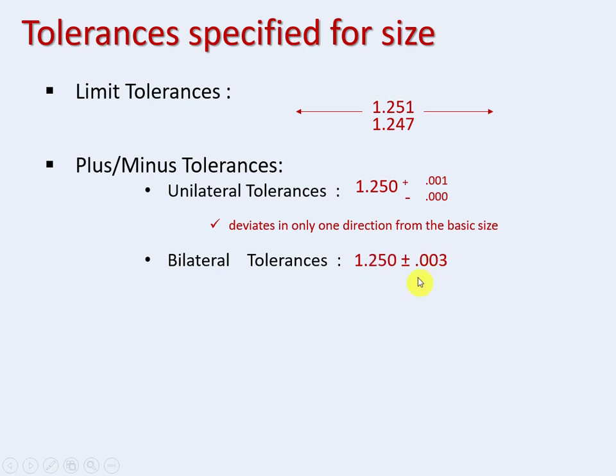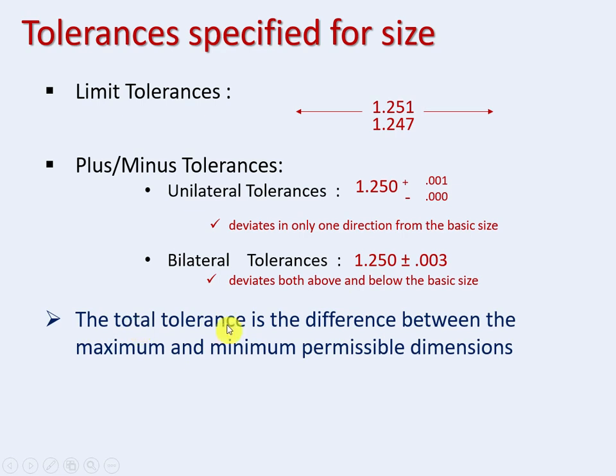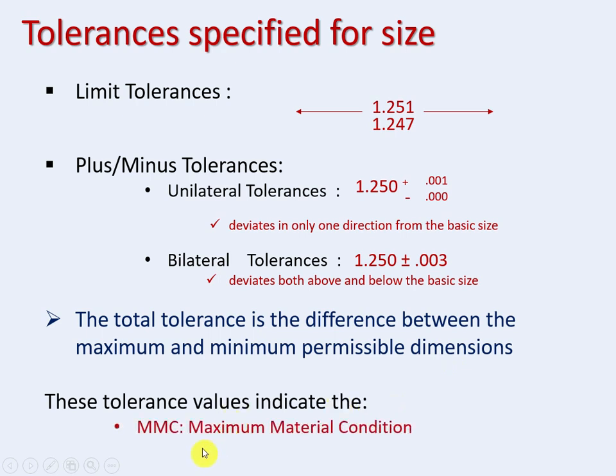Guys, again, how much is the tolerance value here? It is 0.003 plus 0.003, which is 0.006 unit. The total tolerance is the difference between the maximum and the minimum permissible dimensions. These tolerance values indicate the MMC condition and the LMC condition.